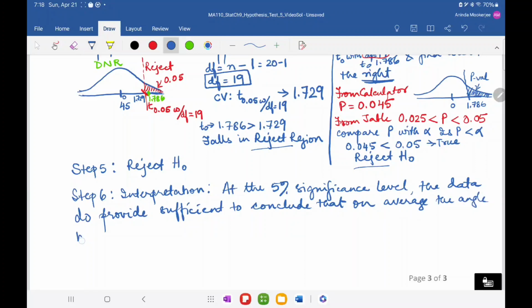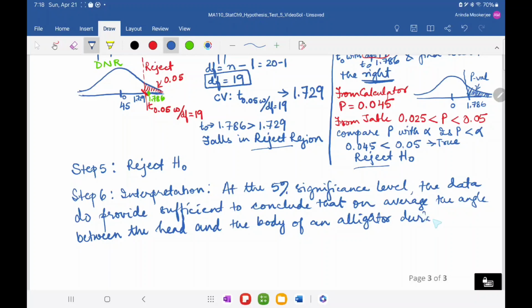To conclude that on average, the angle between the head and the body of an alligator during the death roll is greater than 45 degrees. So that's a complete interpretation.